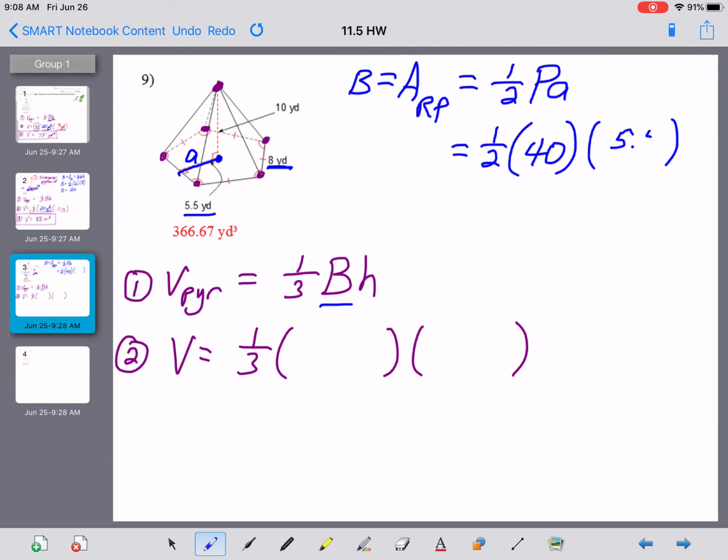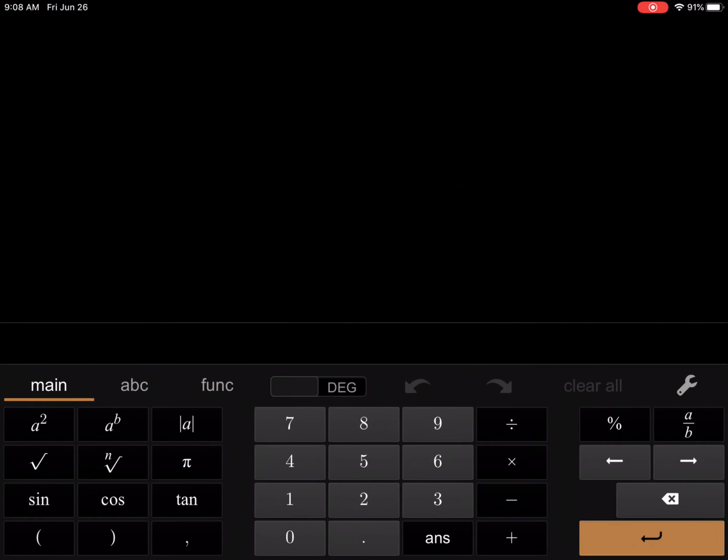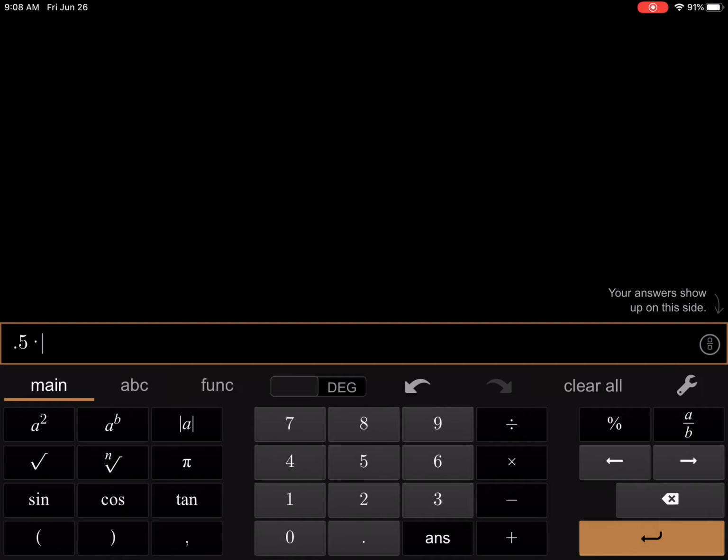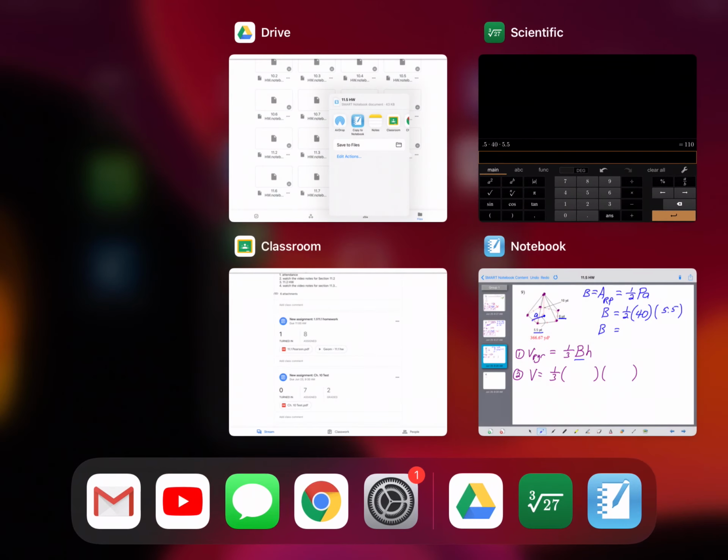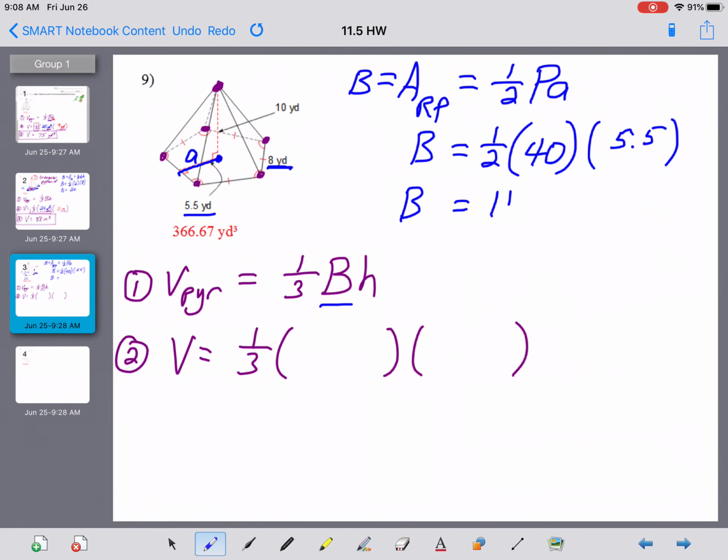So 5.5 is our apothem, and we need to do 1/2 times 40 times 5.5 in order to figure out now what the area of our base is. So that's one we'd probably do on a calculator. I'd find a way to make this look a little better. So I'm going to type in 0.5 times 40 times 5.5, and we got 110 for the area of that base. Okay, so that's that, and now we know what to put in this first blank set of parentheses down here, 110, and that would be square yards because it's an area.